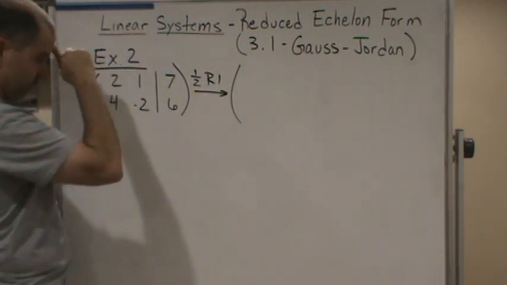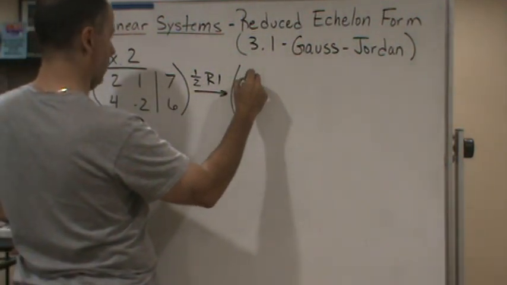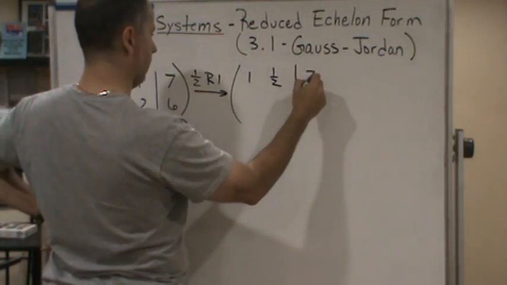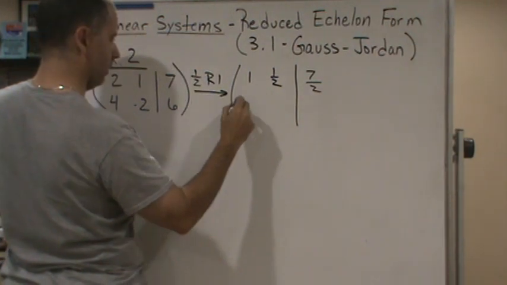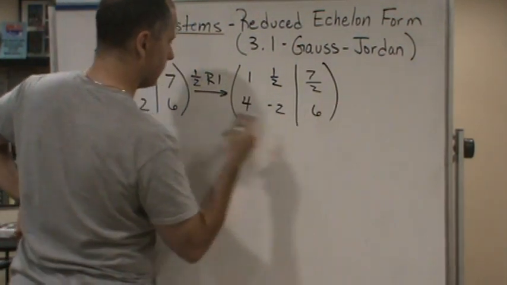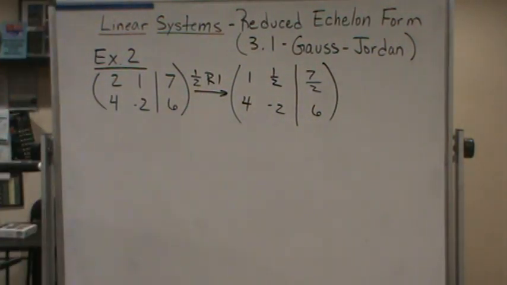And so that's going to give us what? It's going to give us 1, 1/2, 7/2, 4, -2, 6. Okay?